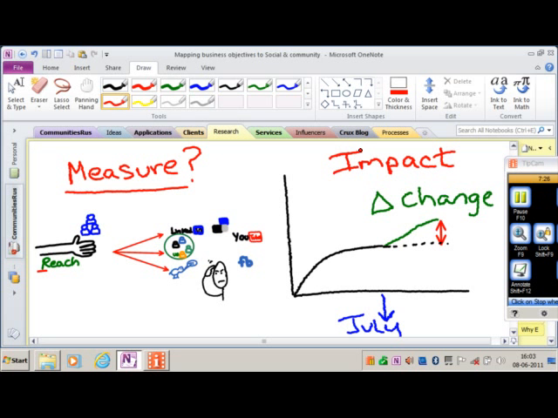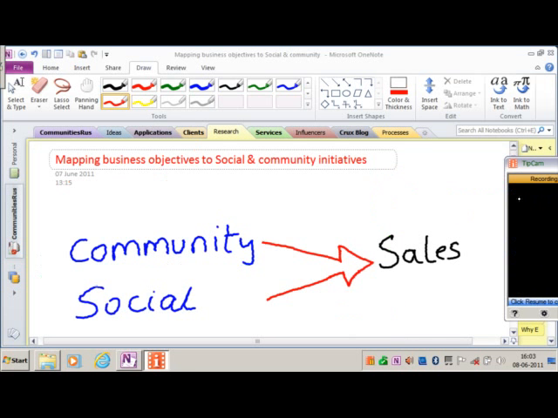Now, just bear in mind out here that you're looking at net new customers. So you'd need to eliminate from the data which you collate the sales which have happened to existing customers. So let's review it. You start with trying to figure out, how do you map this to a business objective? And in this case, we started with sales.